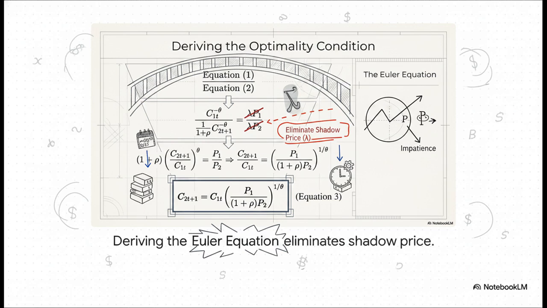It directly links future consumption to current consumption. And notice what dictates that relationship. It's based entirely on relative prices and time preference. Basically, it tells us that your optimal future consumption is just your current consumption scaled by how impatient you are and how prices shift over time.